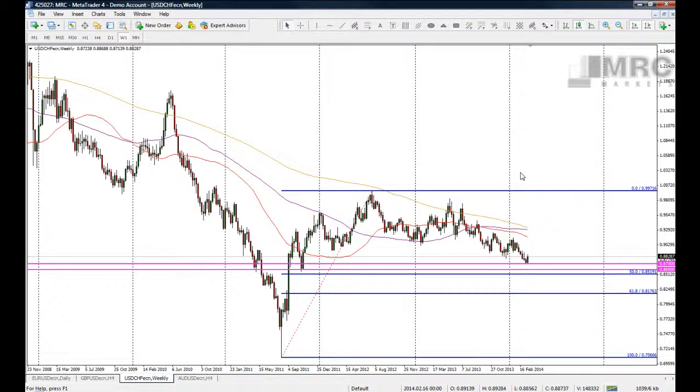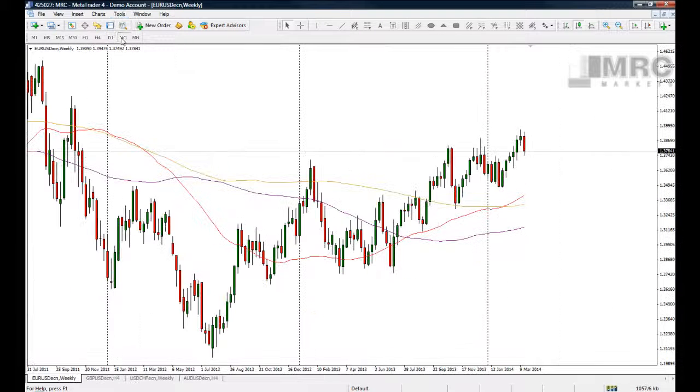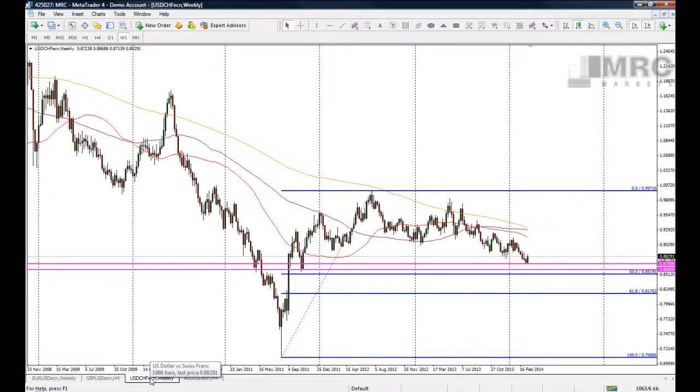But I still think in terms of this overall weekly picture, it's due to come down towards this 50% in my opinion. But it is also due a retracement towards the upside as well, similar to Euro on the weekly and cable. It's due a retracement. We've had that retracement this week. It's been pretty much a mirror image chart, this dollar Swiss and Euro dollar, for a while.